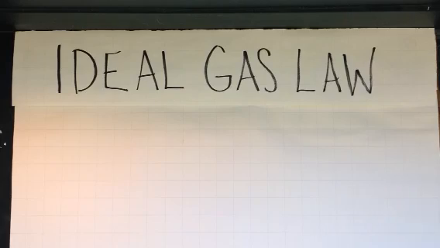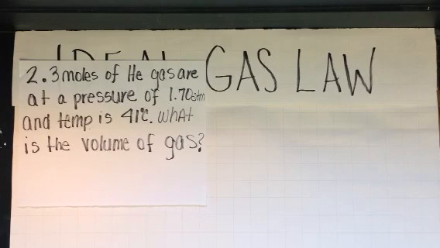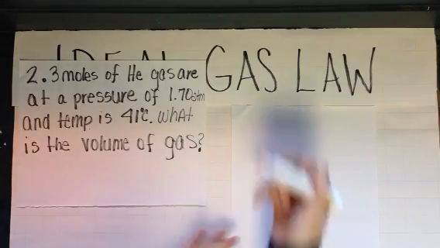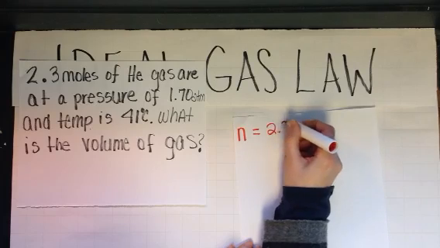So let's begin with this sample problem right here. 2.3 moles of helium gas are at a pressure of 1.70 atm, and a temperature is 41 degrees Celsius. What is the volume of the gas? So now, if this problem didn't say use ideal gas law, here's what you should do to see that that is the law you should use. You should always list your variables, okay? I have 2.3 moles. Well, I know N represents moles, so 2.3 moles.